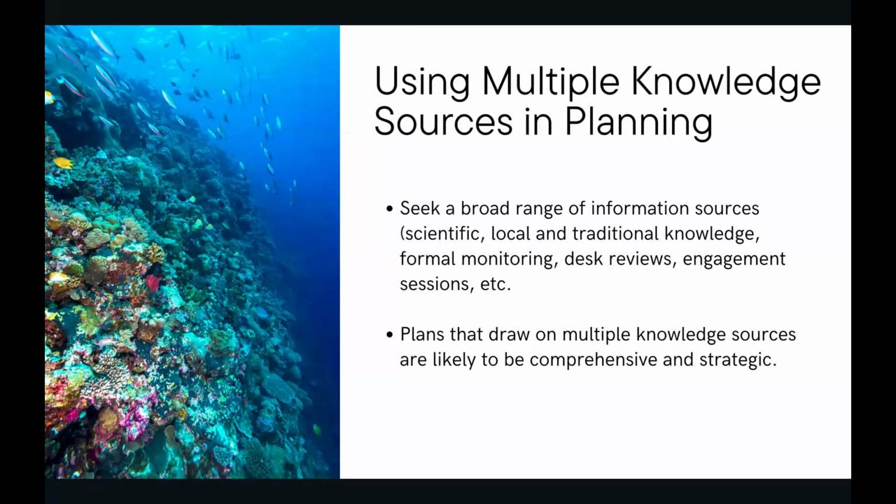So the next component of effective management during the planning process is using multiple sources of knowledge. So this means using sources including scientific, experiential, local, and traditional knowledge that can be collected either through formal monitoring, desk reviews, engagement sessions, or informal discussions. So plans that use multiple sources are more likely to be comprehensive and strategic.